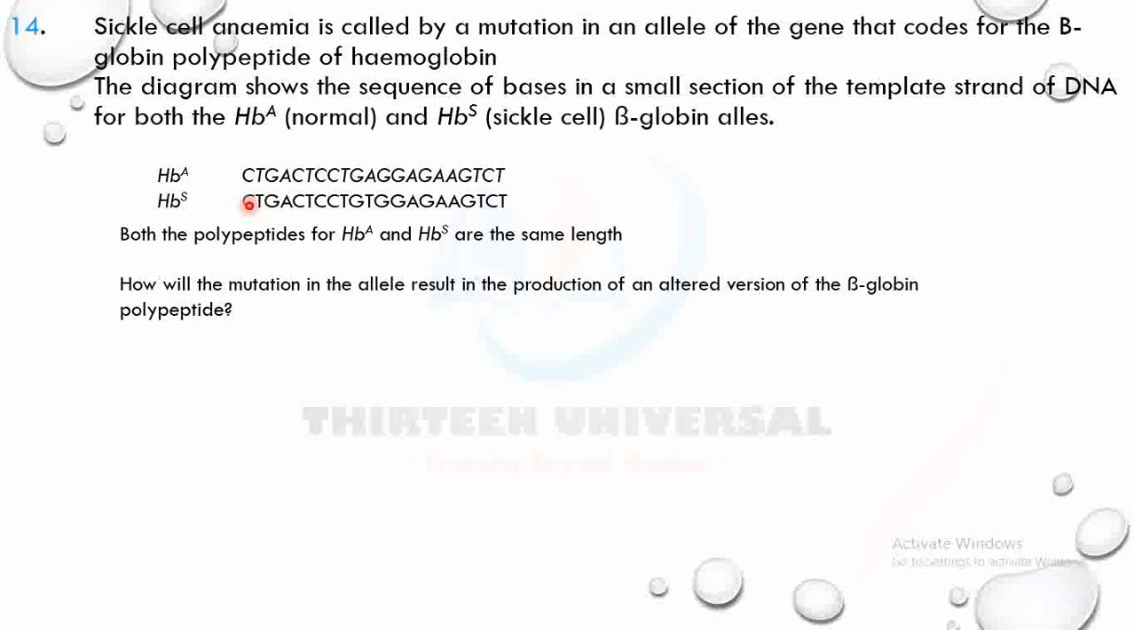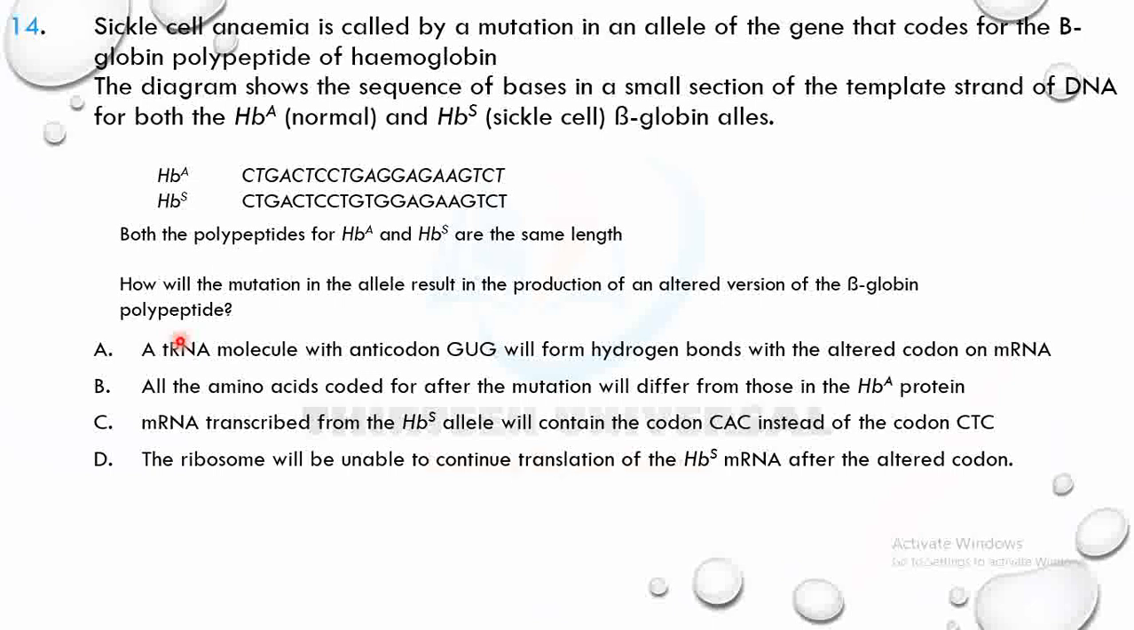All right, what do they want from us? Both the polypeptides for HbA and HbS are the same length. How will the mutation in the allele result in the production of an altered version of beta globin polypeptide? So pause the video, it's your turn. I'd like you to deal with this. Fry this fish, right? Solve the question, guys. All right, so let's roll through. Are you ready? Come with me, let's fry this fish.